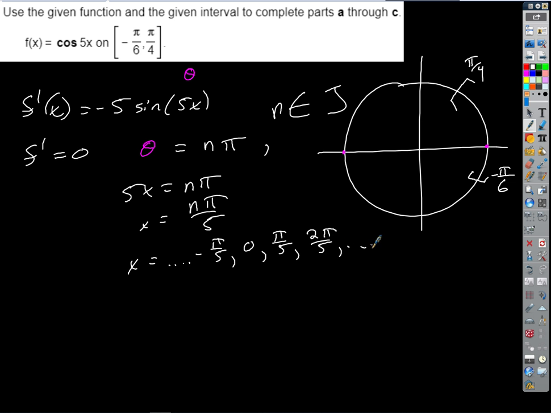Which ones of those are going to fall in our interval? Well, negative 1/5 pi, that's going to be down there somewhere, isn't it? Yes. It's going to be more negative than negative pi sixths, so that's outside the interval. The 0 is going to work, right? And then pi fifths, 1/5 pi is less than 1/4 pi, isn't it? So up here somewhere we're going to get pi fifths. So those two should work, right?